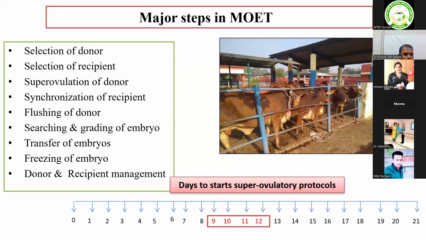Surrogacy, then supervision of the donor, synchronization of recipients, flushing of the donor, searching and grading of embryo, transfer of embryo, freezing of embryo, thereafter donor and recipient management. So here you have to take the cyclic donor, that is important for better result. And the 9 to 12 day mid cycle is the best days to start this protocol of hormonal treatment.